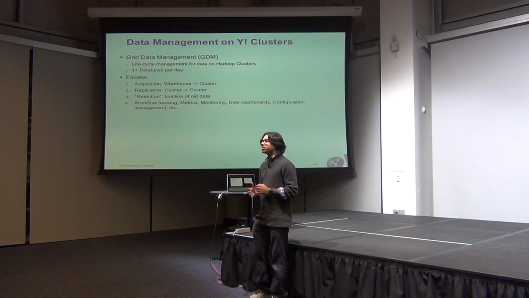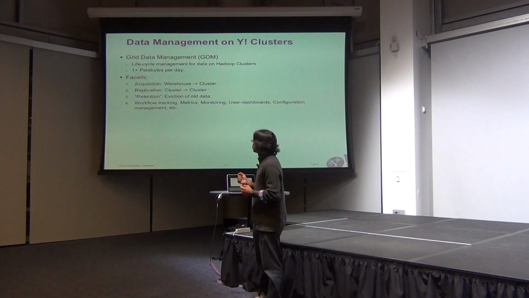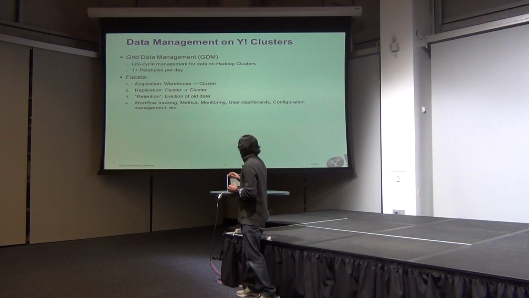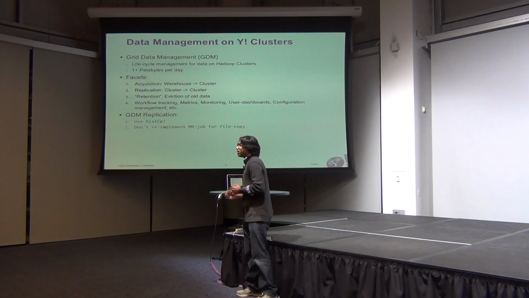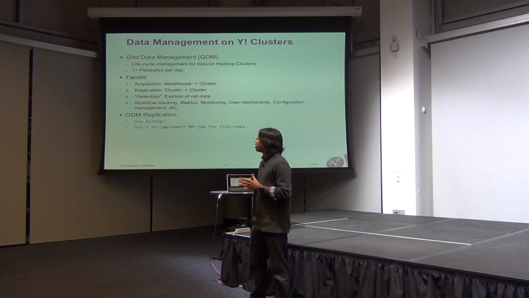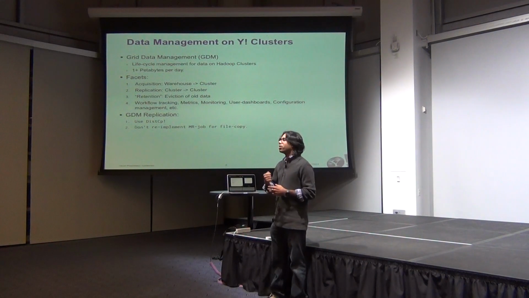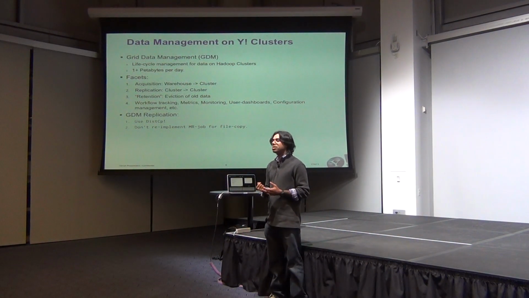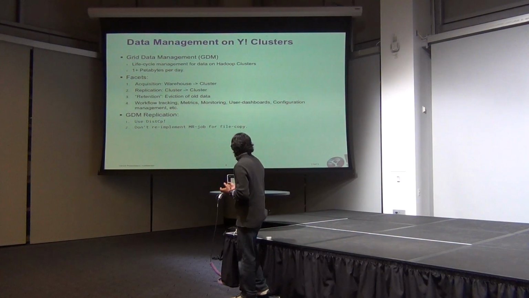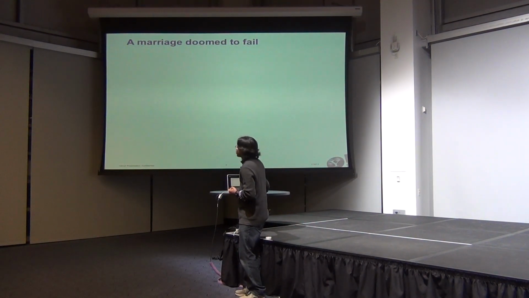And apart from that, we have these gravy functions like user dashboards and workflow monitoring and so forth, but these were the three bits that mattered. And of those three, we cared about GDM replication, because at the core of it, it looks like GDM replication could have been written to use DistCp, because you don't have to write a MapReduce job to copy files, you could just have used DistCp. So it sounded like a good fit, except it didn't fit.